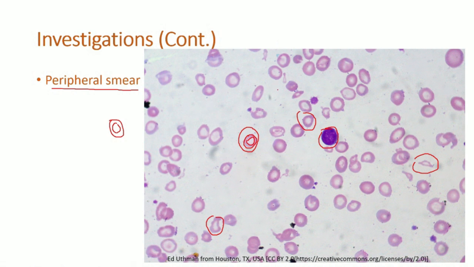We call it poikilocytosis. And of course there would be elliptical, pencil-like or cigar cells. So pencil cells or cigar cells would be there. So that's about the peripheral smear of iron deficiency anemia.